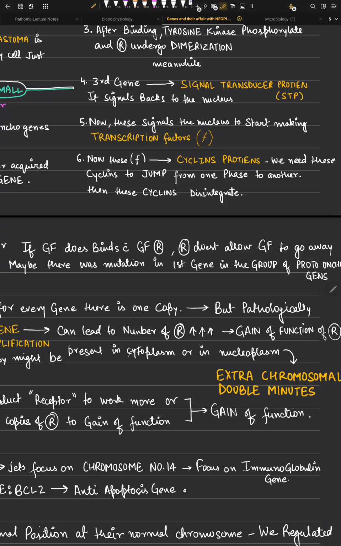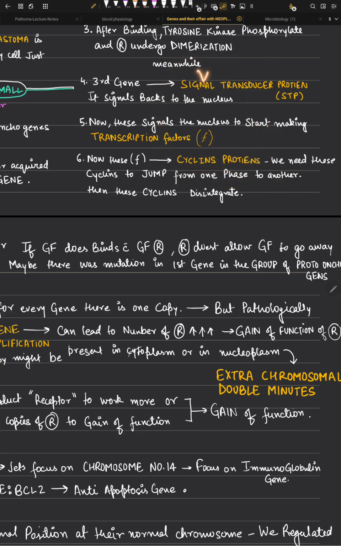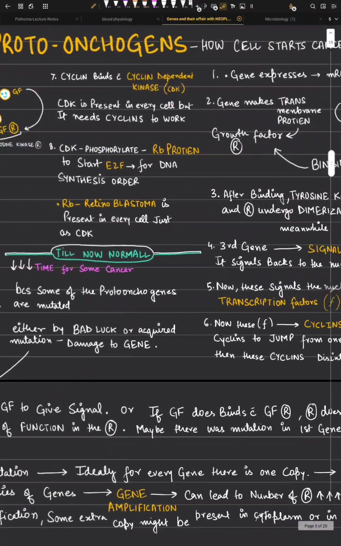Now these factors produce cyclin proteins, and we need these cyclin proteins to jump from one phase to another. Which phases am I talking about? I'm talking about G1 to S to G2 and M, these phases in the cell cycle. From one phase to another phase, we need cyclin protein. If we have upregulation of cyclin proteins, we can jump from one phase to another without any problems. But if we have downregulation of cyclin proteins, it's a problem for changing the phase. Then these cyclins disintegrate after we change the phases. That's the concept.